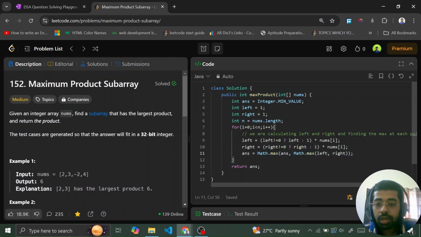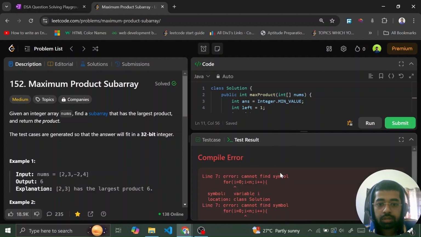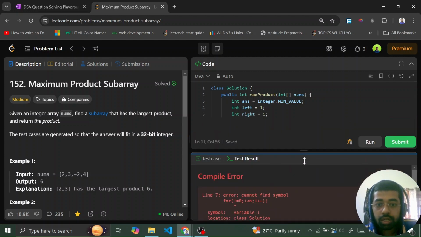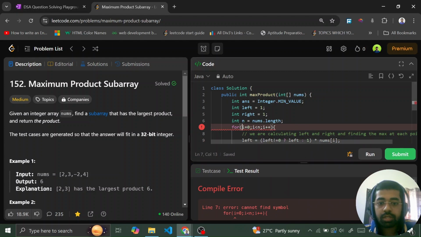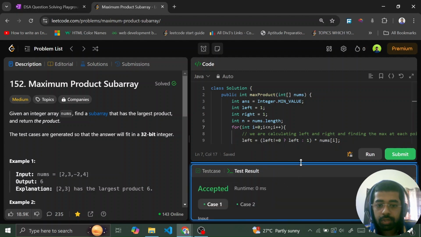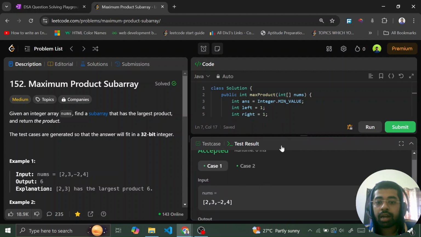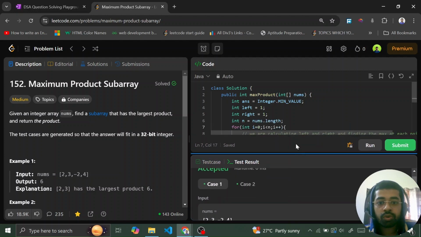Okay, let's run the solution and see if it passes the basic test cases or not. Okay, we have got an error, cannot find symbol. Have I made an error? Yes. Okay, error happens by humans only. Let's do it again. Yeah, now we have both the test cases passed.